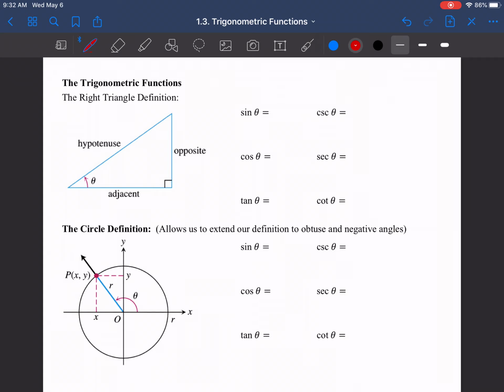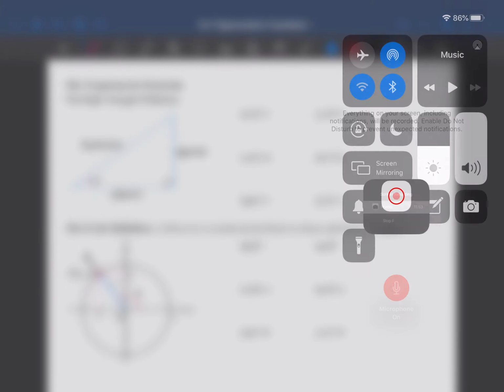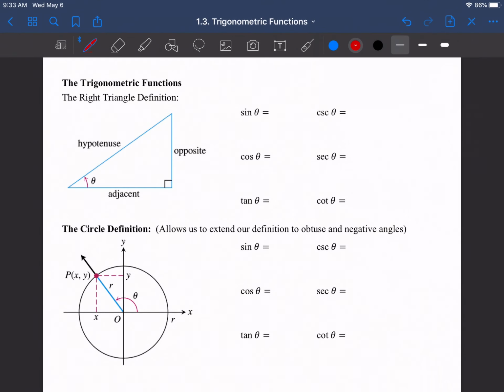Here we've got the right triangle definition, and basically what we have here is, sorry, making sure the microphone was on. I recorded this whole thing before and didn't have the microphone on.